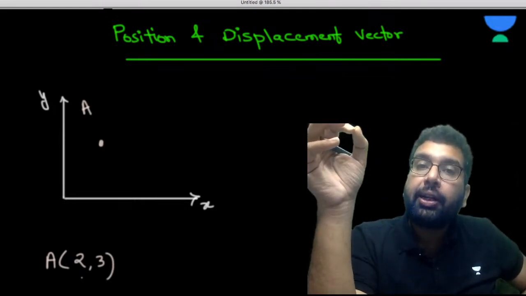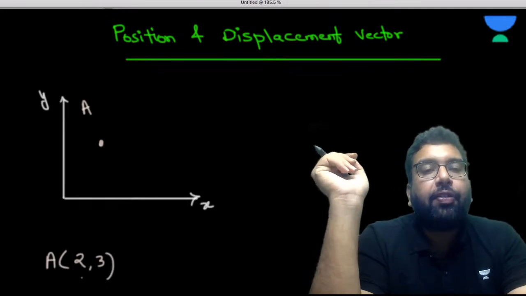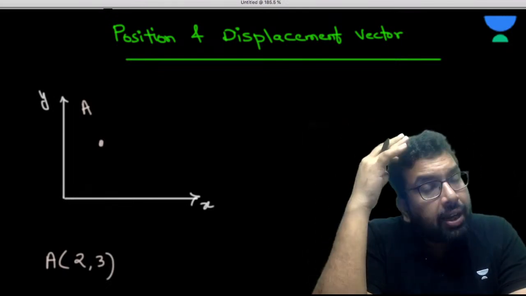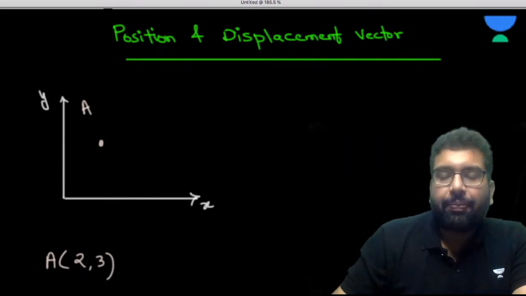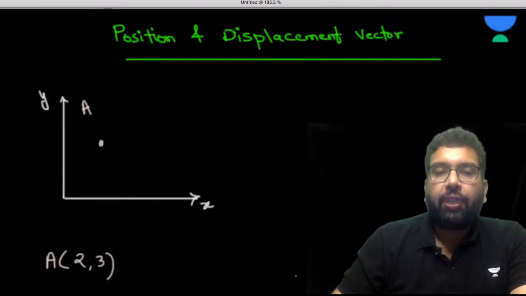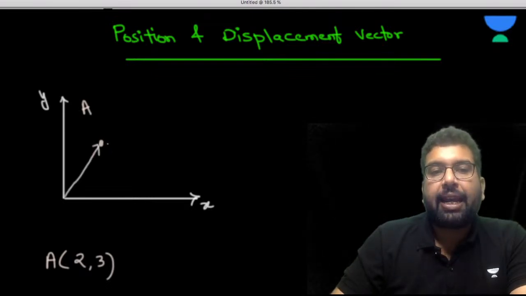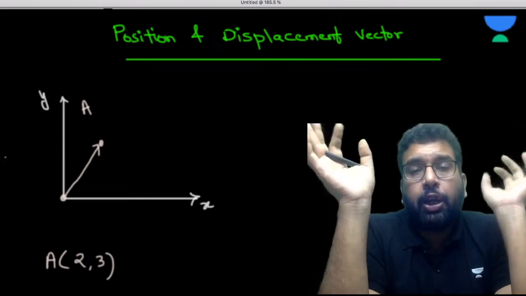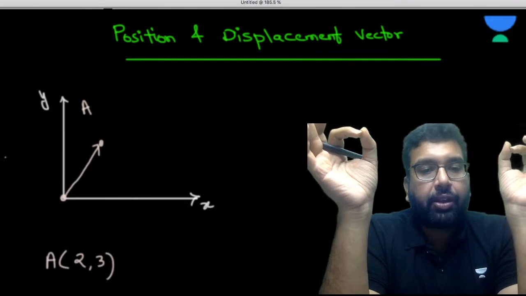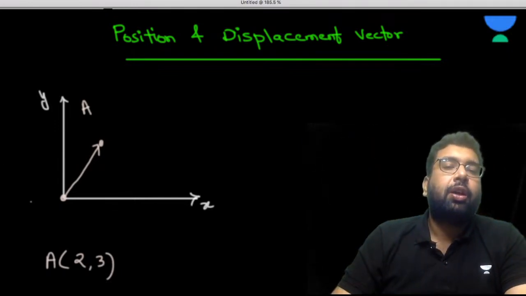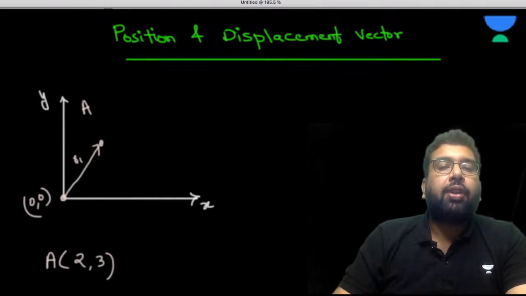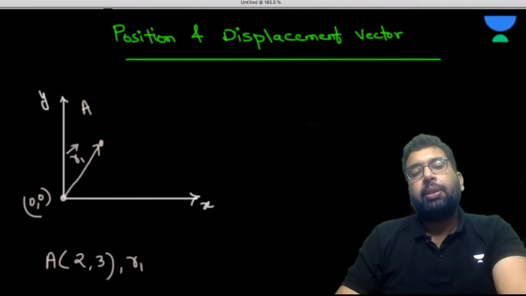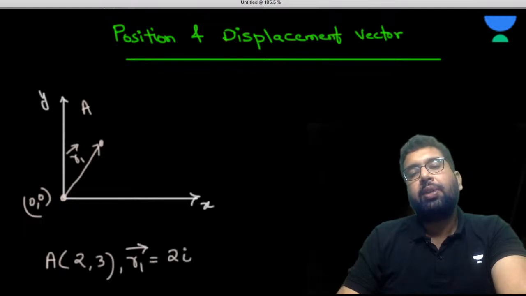Now please understand how we are going to represent the position vector. This 2 and 3 coordinate is basically 2 in x and 3 in y, and we already know that anything in x and y we can represent in the Cartesian form as well. What is the position vector? If I join A from the origin, any position is always described with the help of some reference. You cannot explain any position without a reference. So the reference we take is the origin, 0, 0. Let's call it R1 vector. R1 vector is the position vector of A.